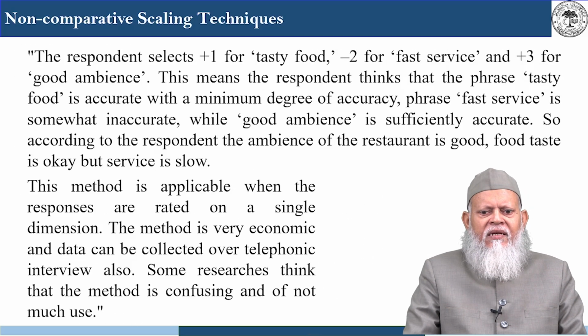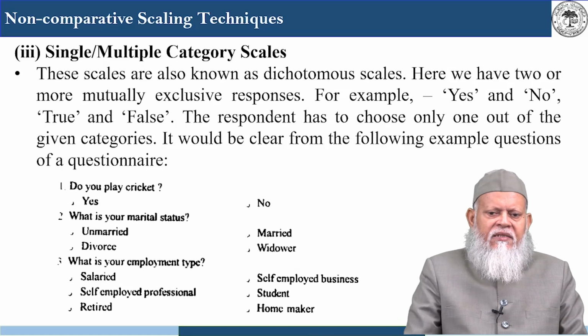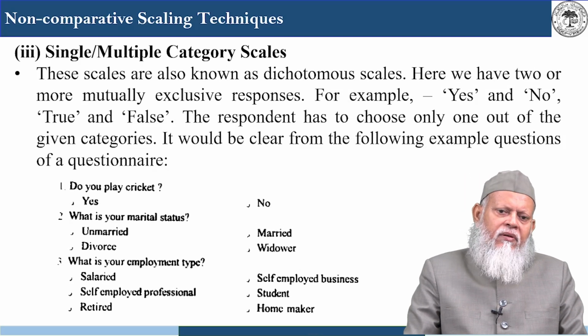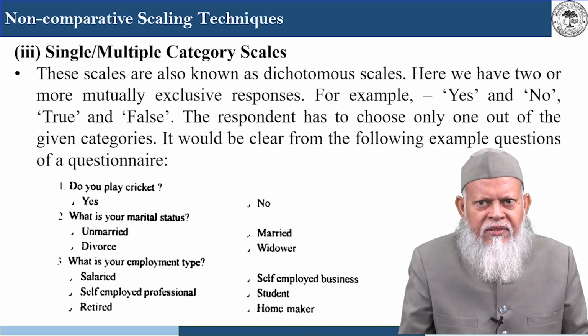So this method is applicable when the responses are rated on a single dimension. The method is very economic and the data can be collected over a telephonic interview also. Some researchers think that the method is confusing and of not much use. But of course, every method has its own benefits, its own advantages, and its own limitations. And with that, the Stapel scale also works. Then next is the single multiple category scales. These scales are also known as dichotomous scales.